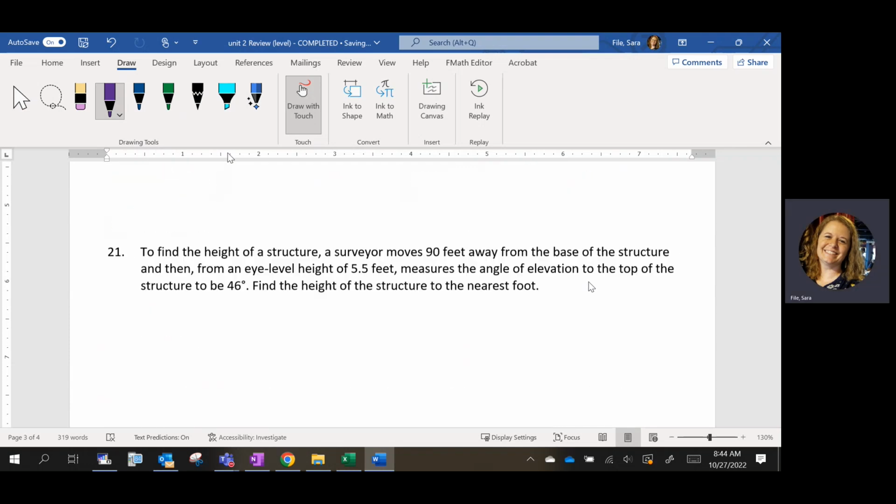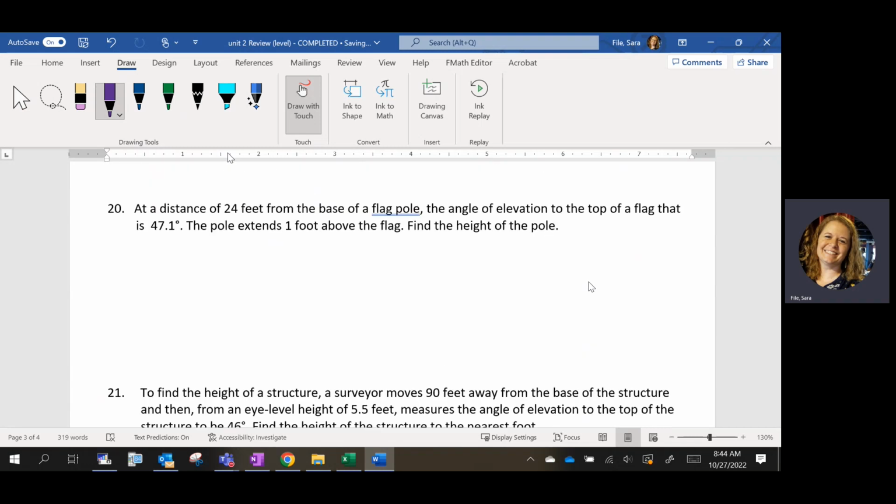All right, 20, 21, and 22 are application questions. So it's applications of right triangle trig. We have to interpret the scenario to create the right triangle, and so we can draw and label it. This one says at a distance of 24 feet from the base of a flagpole, the angle of elevation to the top of the flag is 47.1. That's just a grammatical mistake there. The pole extends 1 foot above the flag. Find the height of the pole.